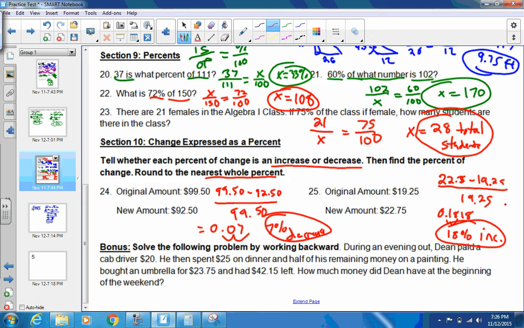All right. So that's how you do section 10. The bonus, I don't think I'm going to go through it. We'll read it through, and I'm going to leave that one for you. It says, solve the following problem by working backward. During an evening out, Dean paid a cab driver $20. He then spent $25 on dinner and half of his remaining money on a painting. He bought an umbrella for $23.75 and had $42.15 left. How much did he have at the beginning of the weekend?